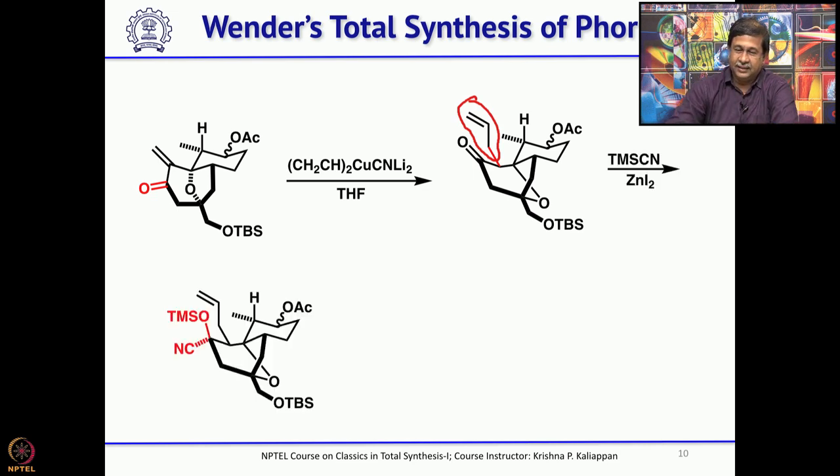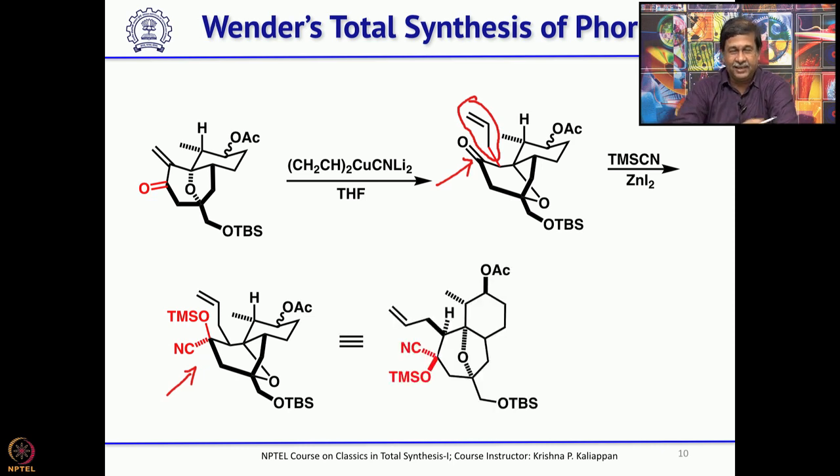Then the ketone, you can add TMS cyanide. Basically you are adding a cyanide to the ketone. Since you are using TMS cyanide, the cyanohydrin is in situ protected as TMS ether. Okay, so that is how you get the corresponding TMS protected cyanohydrin. So this can be rewritten or redrawn like this.